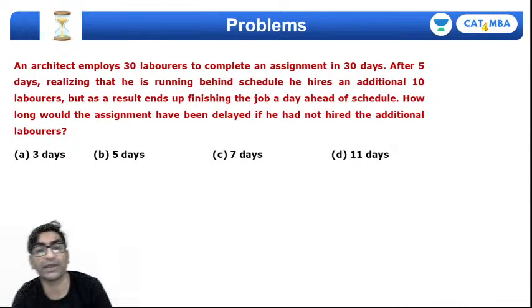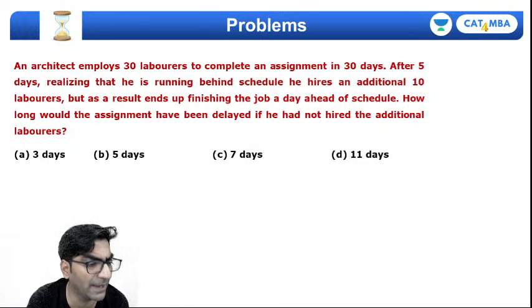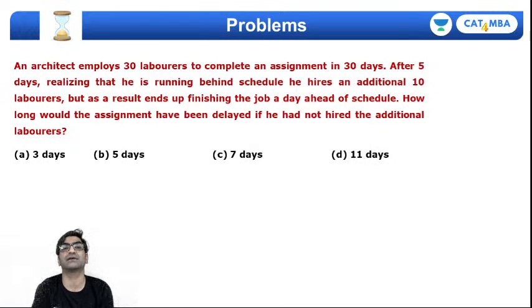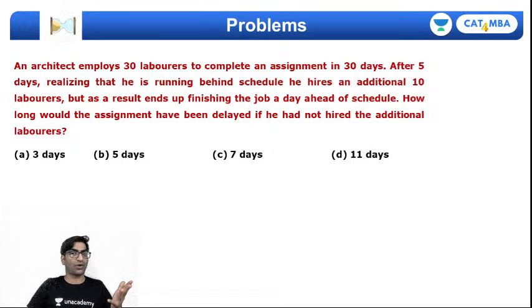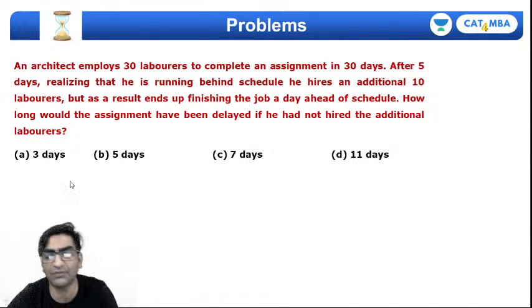Right? Okay, one last question for the day. Architect employs 30 laborers to complete an assignment in 30 days, but 5 days later he realizes he is behind schedule. मतलब वो क्या रहा है कि उसको लगा कि भाई 30 workers 30 days में काम खत्म कर लेंगे. But when does he realize he's estimated wrongly? He realizes after 5 days, right? So after 5 days he realizes that estimate is wrong. Estimate is inaccurate.